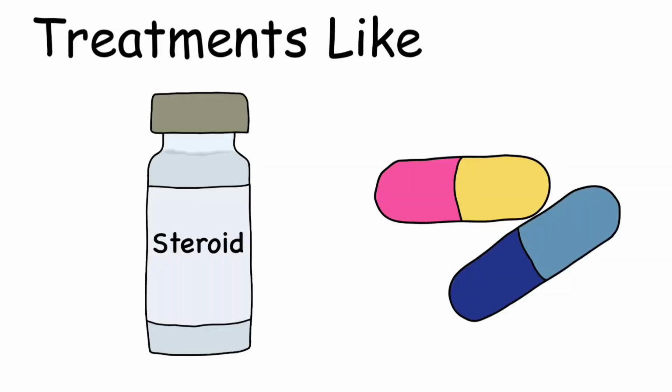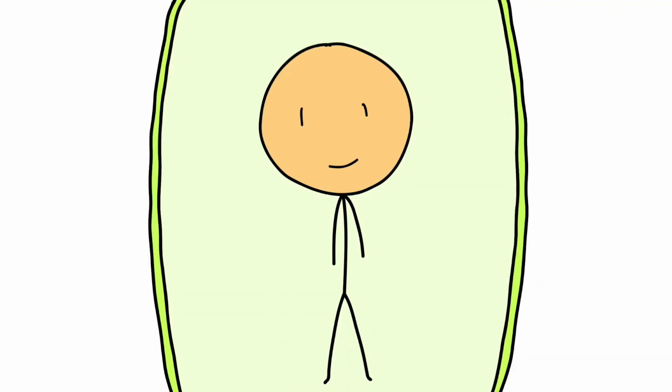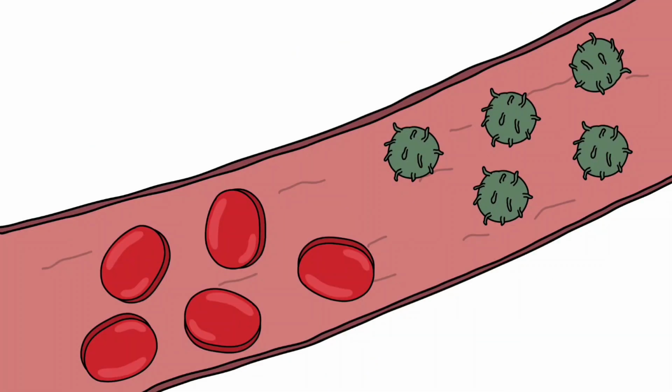The good news? Treatments like steroids and immune suppressants can calm the chaos. But it's a delicate balance. Quieting the immune system too much leaves you defenseless, and not enough means the war continues inside your veins.